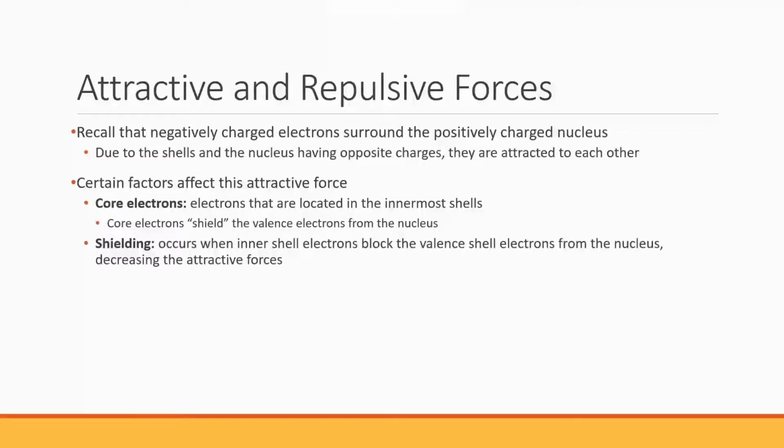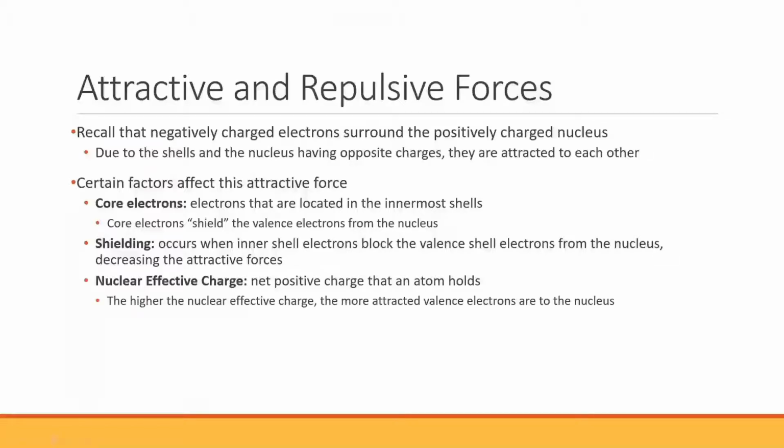Okay, so that does it with shielding. So we're going to go ahead and learn about another term that we'll use to explain the periodic trends, that being nuclear effective charge, which is simply the net positive charge that an atom has. What this is essentially a measure of is how many protons an element is going to have versus the number of core electrons.